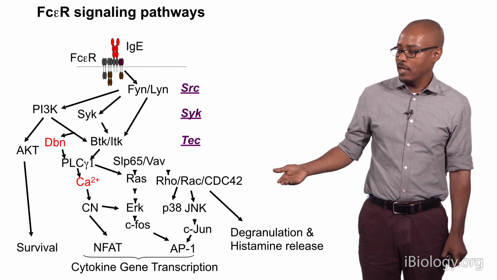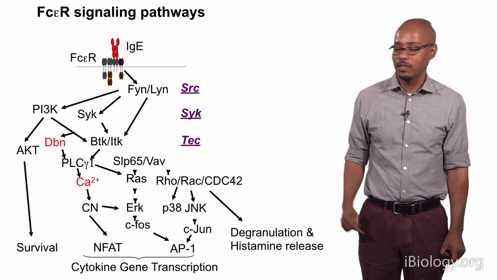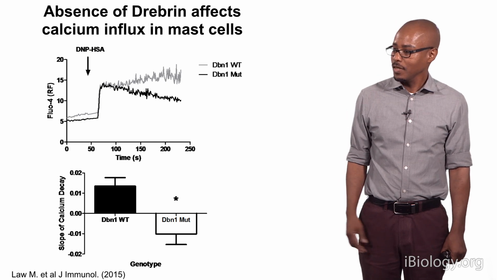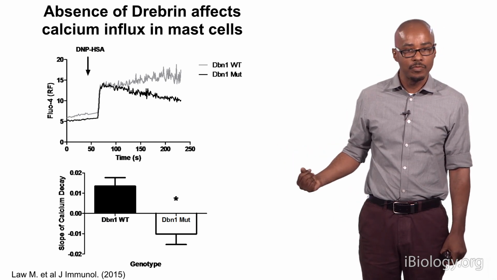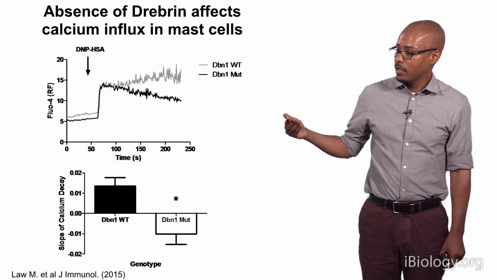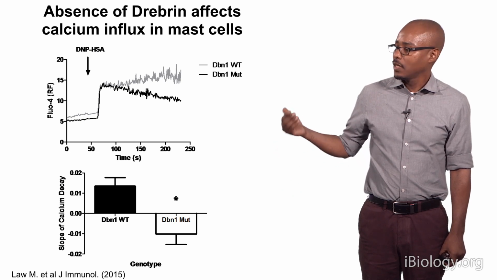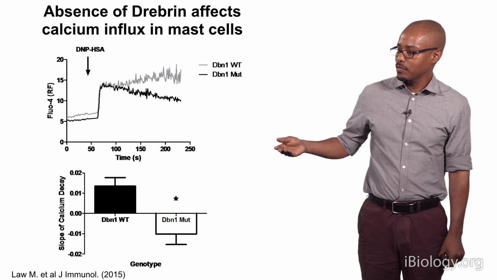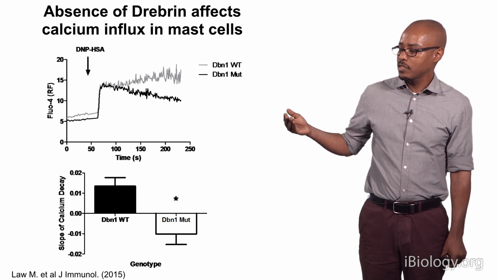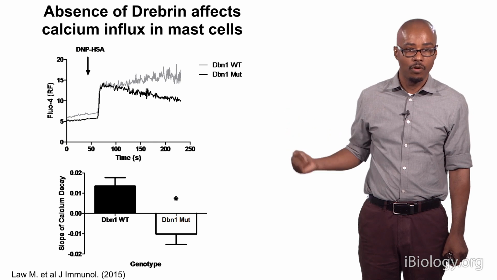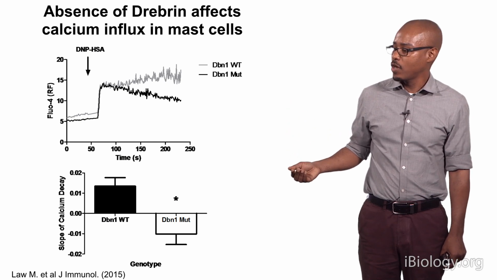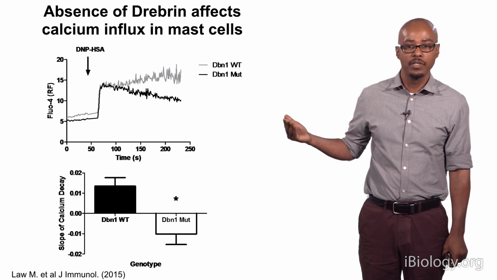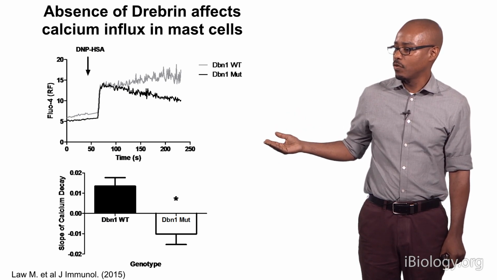And first we're going to look at calcium responses to see whether calcium was affected in the absence of Drebrin. And that experiment is shown here. We take mast cells and we load them with a calcium-sensitive dye. We then coat them with IgE and then trigger them with the antigen. And you can see that the wild-type cells, in light gray, increase calcium, and that calcium stays up for a long time. Whereas in the absence of Drebrin, these mast cells increase calcium initially, but the calcium doesn't stay up. It starts to decrease over time.